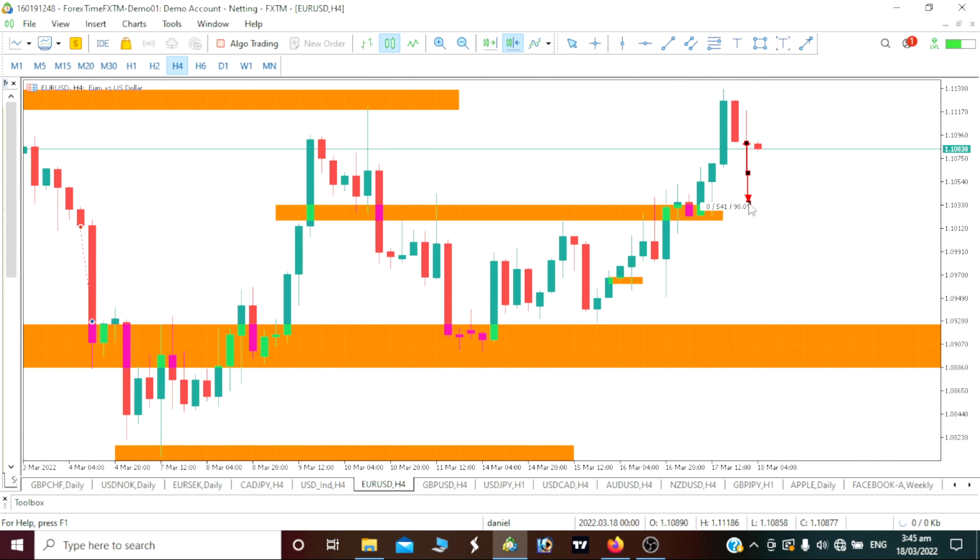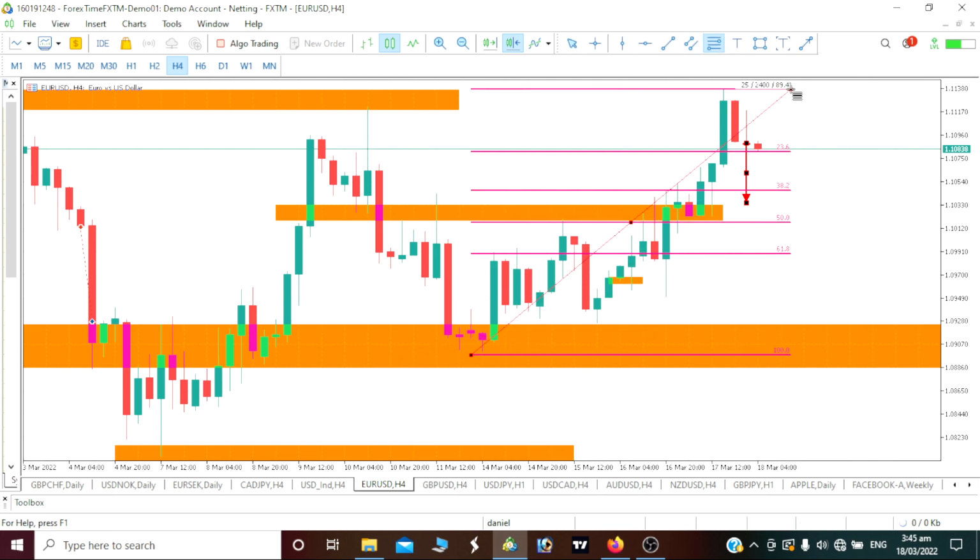So we want to see it push down to our 1.1033, 1.1033, maybe by the opening of our London session, then we can start seeing that buy. But now let's see if our price is going to push down and test this area, especially when we draw our Fibonacci. We have to draw our Fibonacci to this area.